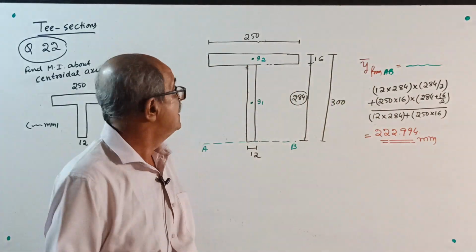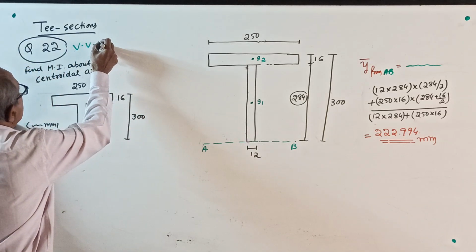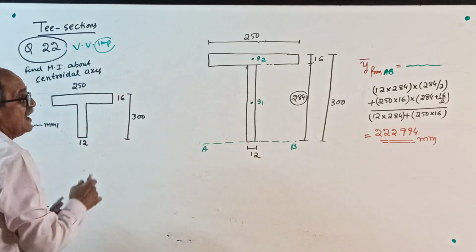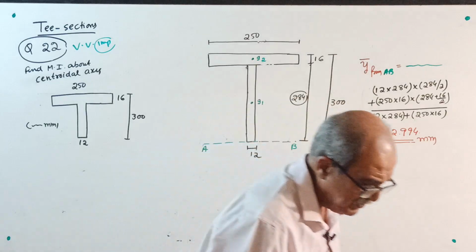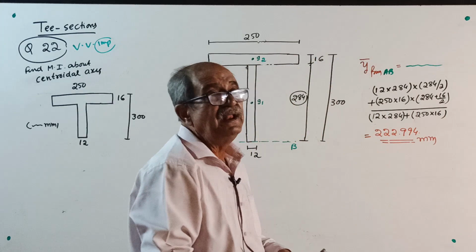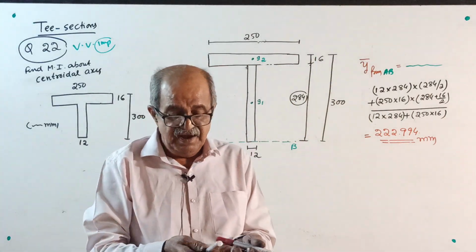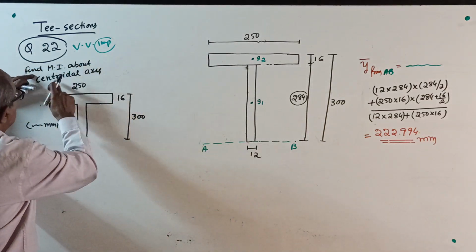Next question, very important. Remember, this is very, very important, because from a practical point of view, this is the T section. Last time the dimensions were randomly given, which is only to understand. But when dimensions are randomly given, it gives you more understanding. Okay, start. Find the moment of inertia about the centroidal axis.